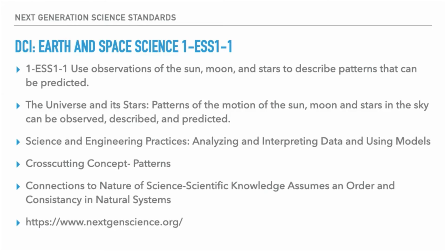The DCI that we will be meeting with this activity or series of activities is Earth and Space Science 1, ESS 1-1, in which students are asked to make observations of the sun, moon, and stars and describe the patterns that they see, which is the cross-cutting concept that we will be meeting.